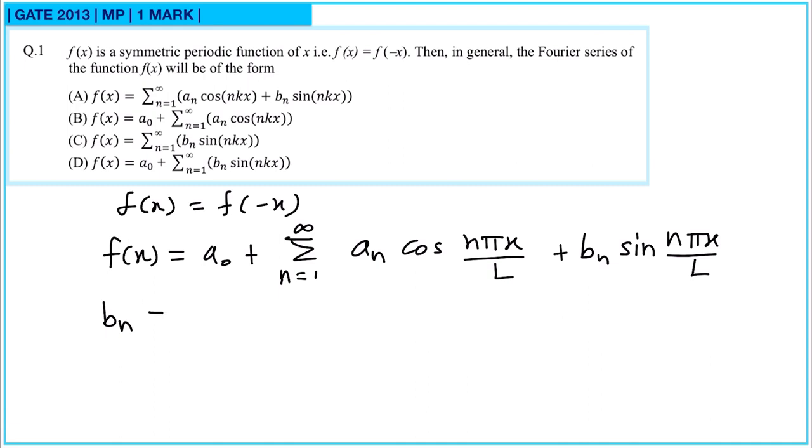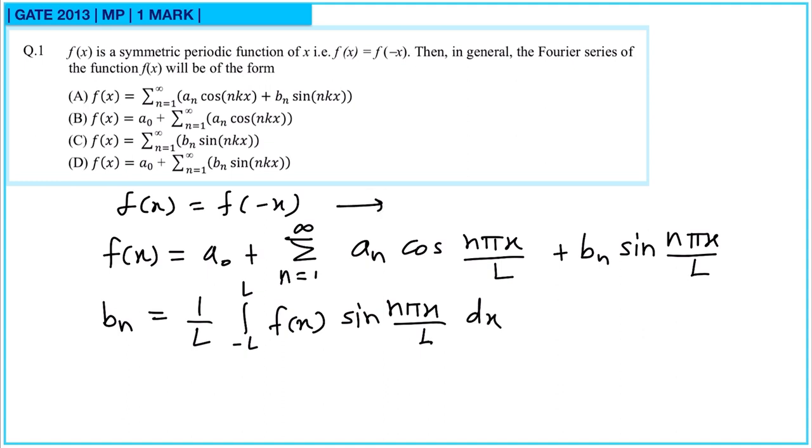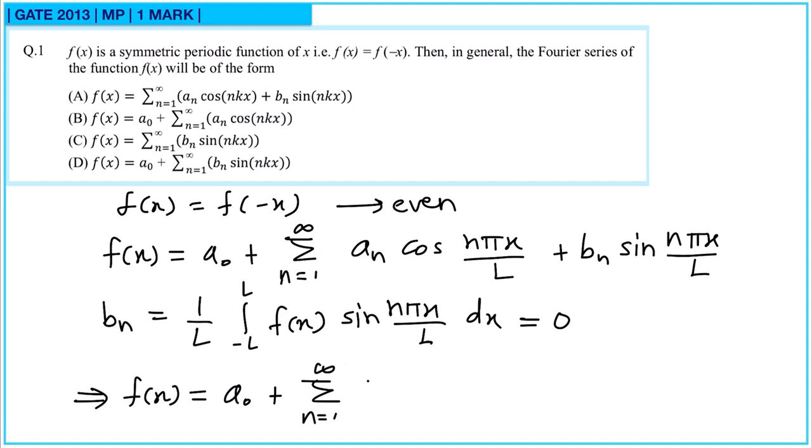Now here b_n is equal to 1 upon L integral from minus L to L f(x) into sin(n pi x by L) dx. Now here it is given that the function is an even function, and sine function is an odd function. So this is multiplication of even and odd function, so this integral will give us 0. That means all the b coefficients will be 0. That means f(x) will be equal to a naught plus summation over n a_n cos(n pi x by L). So option B is correct.